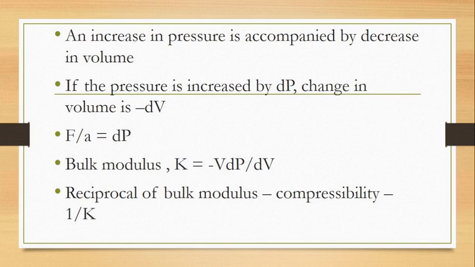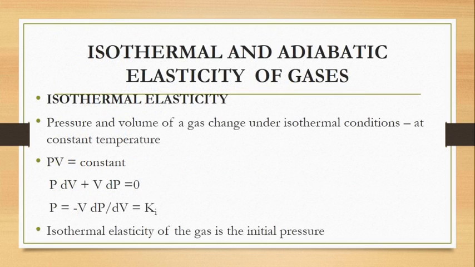And the reciprocal of this bulk modulus is known as compressibility, that is 1 by K. So that's about the bulk modulus. Now, as the pressure and volume changes in a gas can occur under two conditions, that is isothermal condition as well as adiabatic condition, we can define two elasticities for gases.